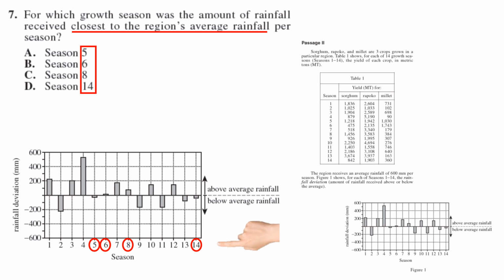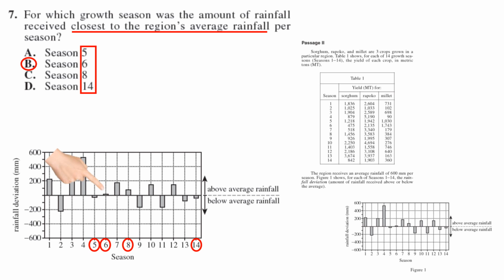And which one is closest to the line? It's actually a little tricky to see. 5 and 6 are really close together, but 6 is definitely closer to that average line, right? Closer to the middle. So your answer has to be season 6 because the average line is here, right? So this is above average, below average. We want the one closest to the line, which is season 6.